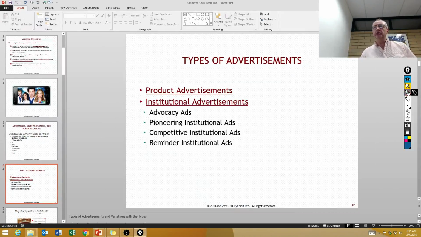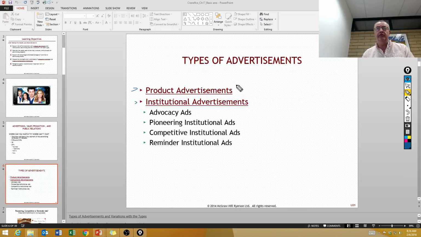Okay, so we have two general types of ads. We have product advertisements and we have institutional advertisements. So we have product ads, which focus on selling products, and we have three different types of product ads.